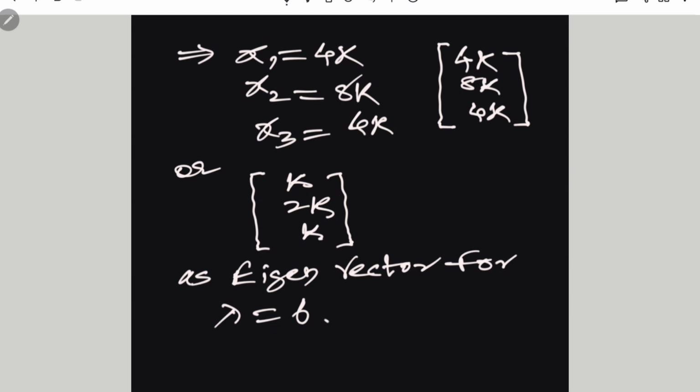Therefore, once again, we have to complete this problem in three parts. First part, find the characteristic equation. In the second part, find the eigenvalues. And in the third part, find the eigenvector as per the requirement. Here, we have to obtain it for the largest eigenvalue. The largest eigenvalue is 6.